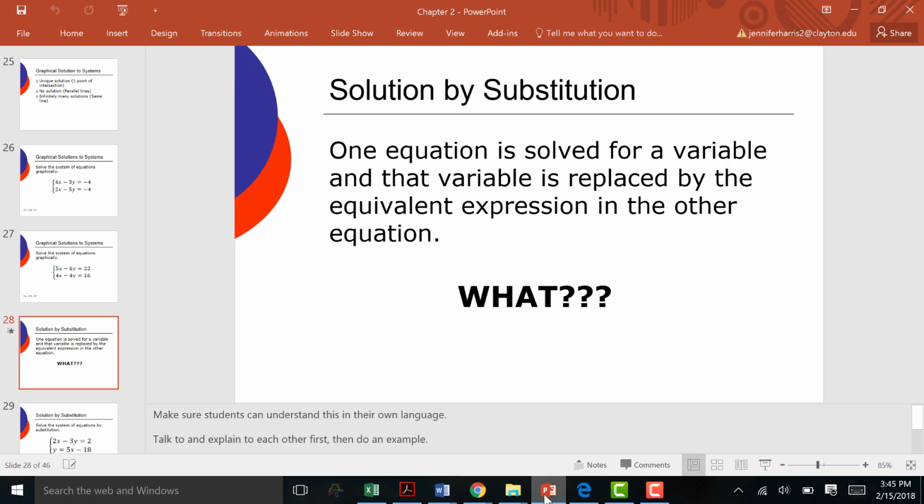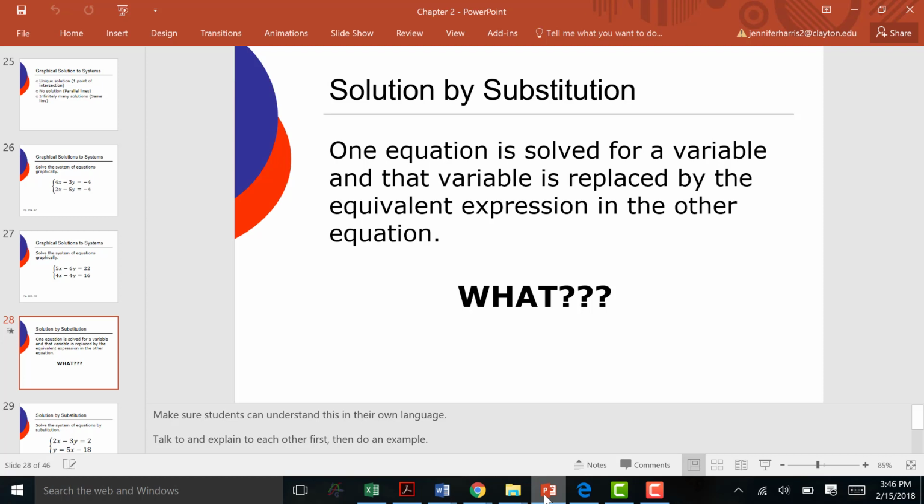So substitute. What does the word substitute mean? Think of it like sports. In basketball, when you say sub, what happens? You gotta take somebody out first, don't you? You gotta take somebody out and put somebody back in. So they both gotta be the same value player. You take somebody out, put somebody in.